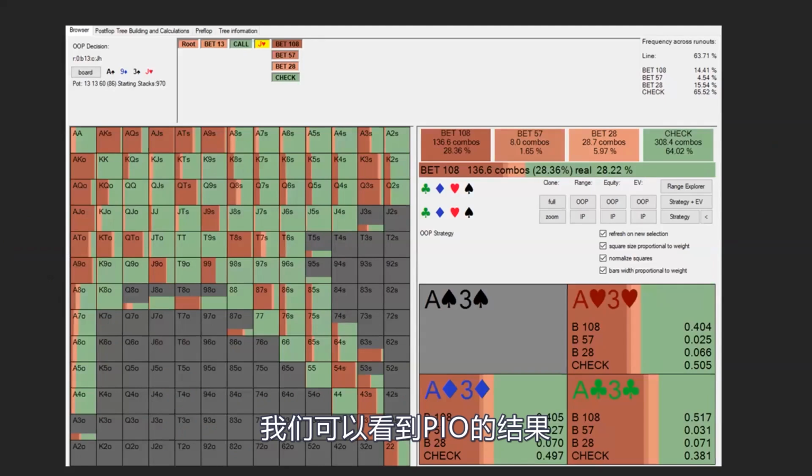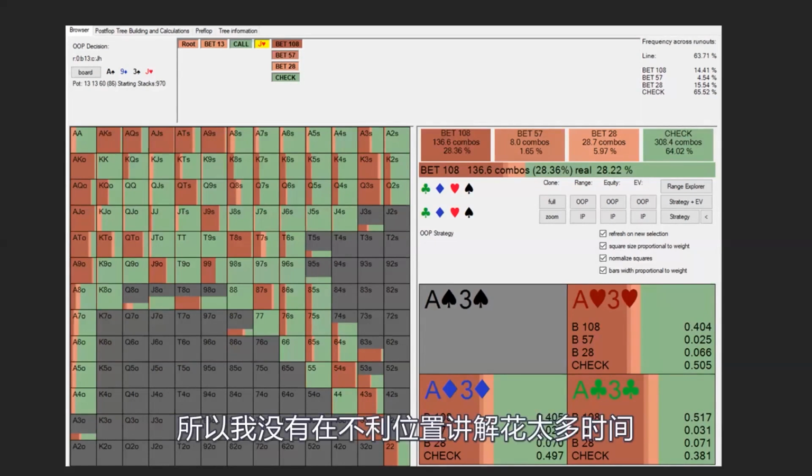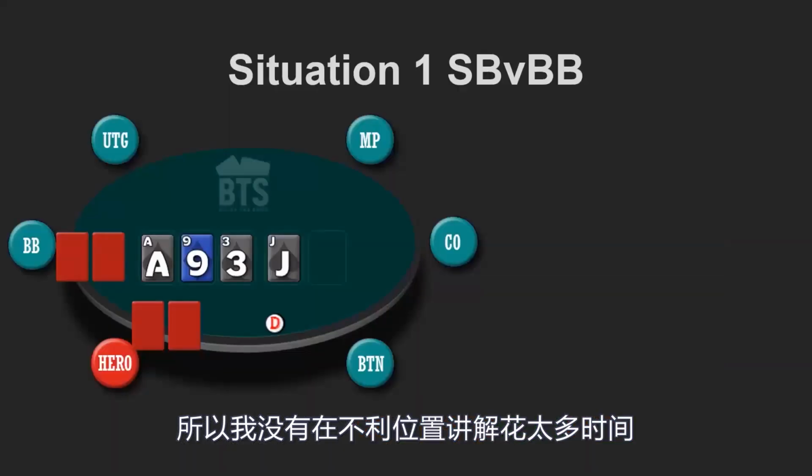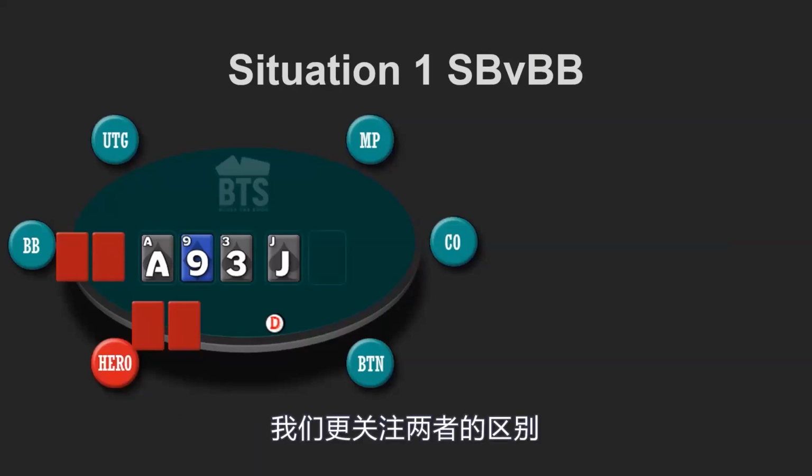Okay. So we can see here, again, we bet something like 30%, ace-10 plus, and then some bluffs. Again, it's just the same thing. That's why I'm not going to spend so much time here, because it's basically the same thing as in position, and the same concept actually applies. And the differences, we're going to be talking about right now.